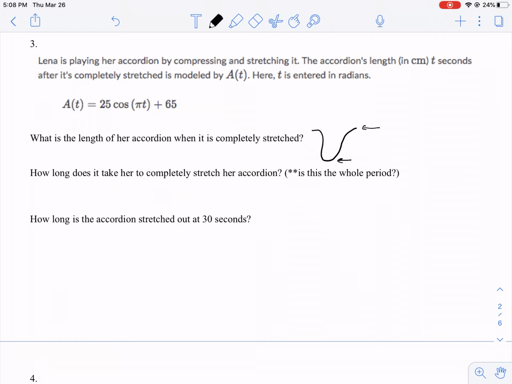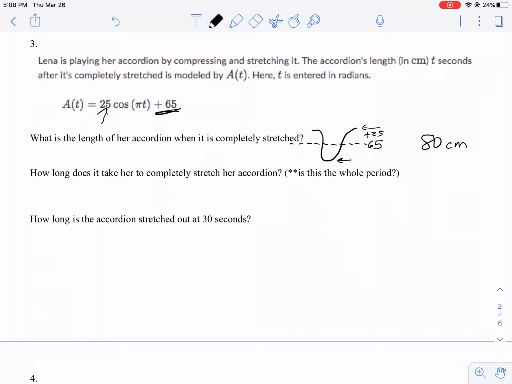Alright, so we have a midline of 65 and an amplitude of 25. So if I take 65 and add the 25, that would make 80 centimeters to stretch it out. Likewise, if I had subtracted 25, that says that it would be 40 centimeters, not stretched out.